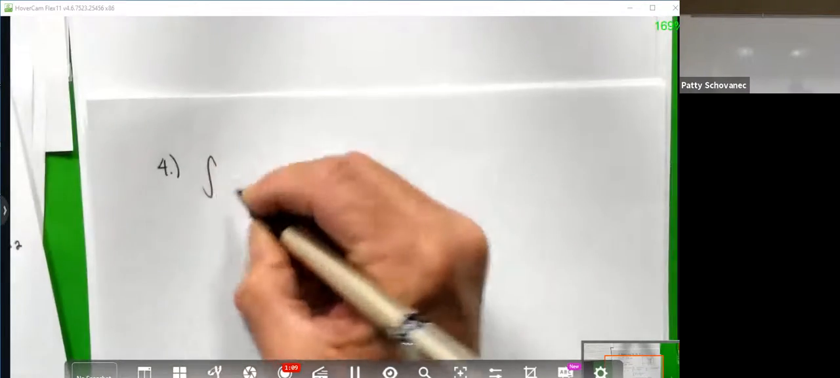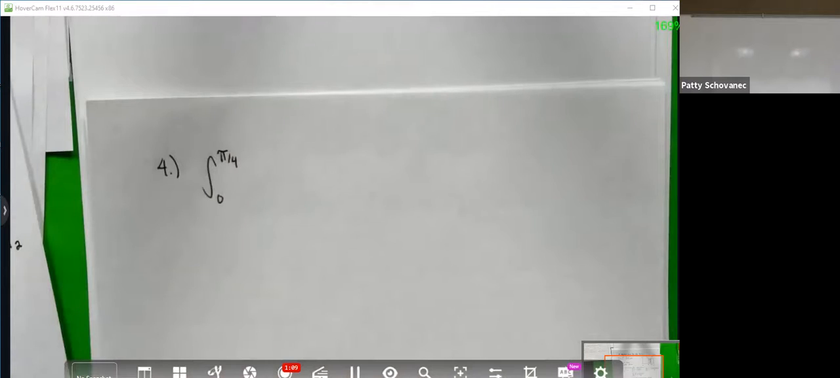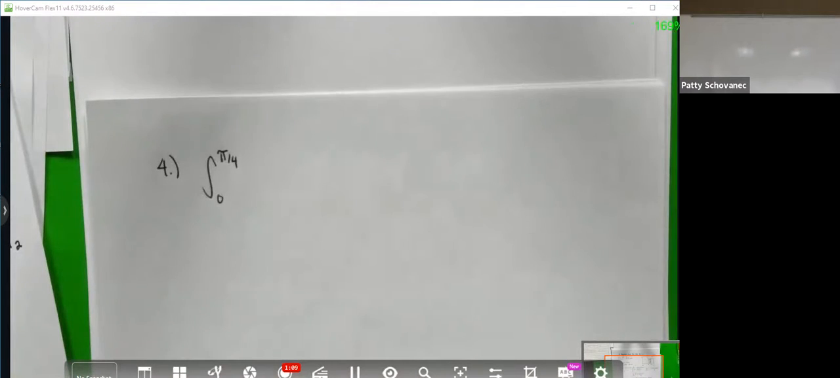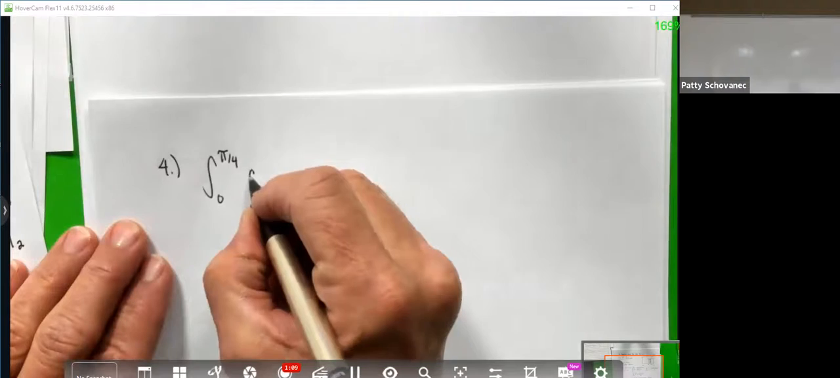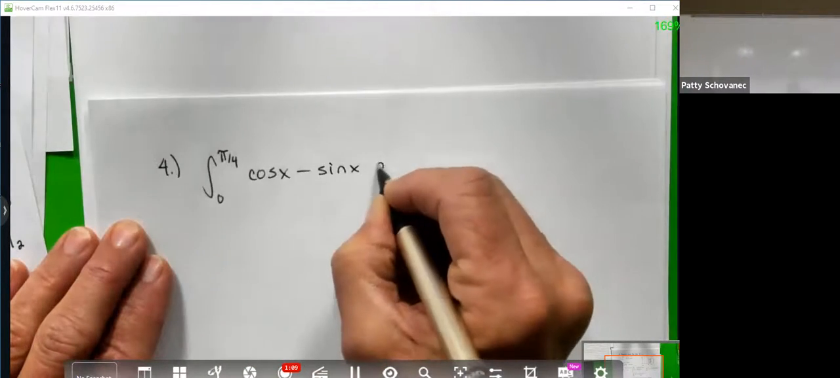Let's find the integral from 0 to pi over 4. So by golly, we're going to do a little trick here. Of cosine of x minus the sine of x.